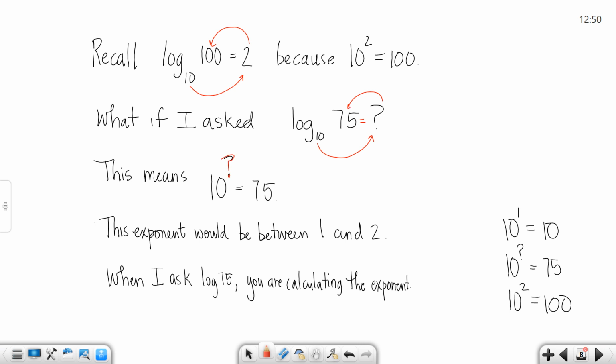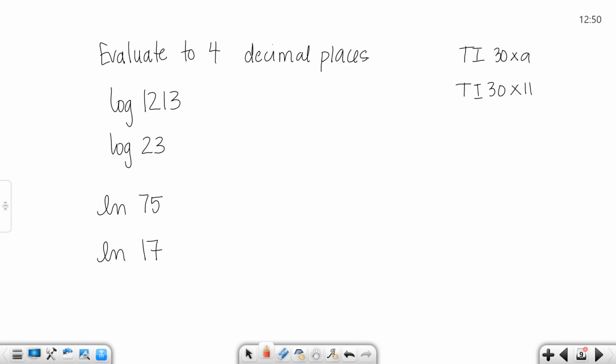Well, think about it for a second. 10 to the 1 is 10, and 10 to the 2 is 100. So there's not a whole number that would give you 75. So what you know is that that exponent has to be between 1 and 2. If I ask you the log of 75, you'll notice right here that there's no base. If there's no base, it's understood to be 10. So you are just calculating the exponent, and we have to do that with our calculator.